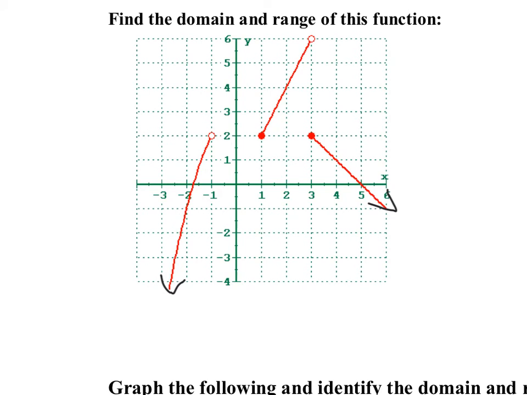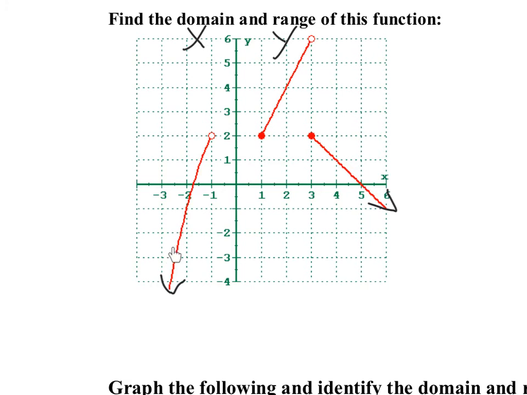Okay, the next thing we're going to do is find the domain and range of a function. So remember that domain are all the x values and range are all the y values. So when we're trying to find domain, we want to look from left to right along our number line. Okay, from left to right. So let's look at the left of our graph.